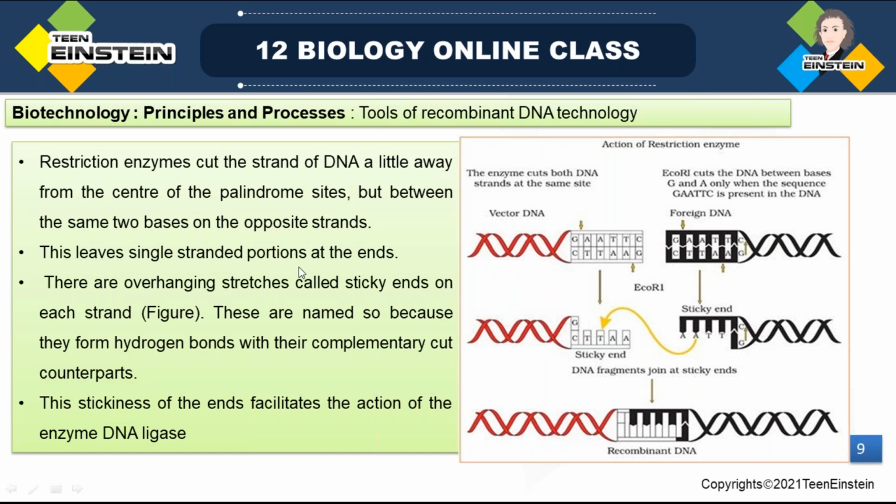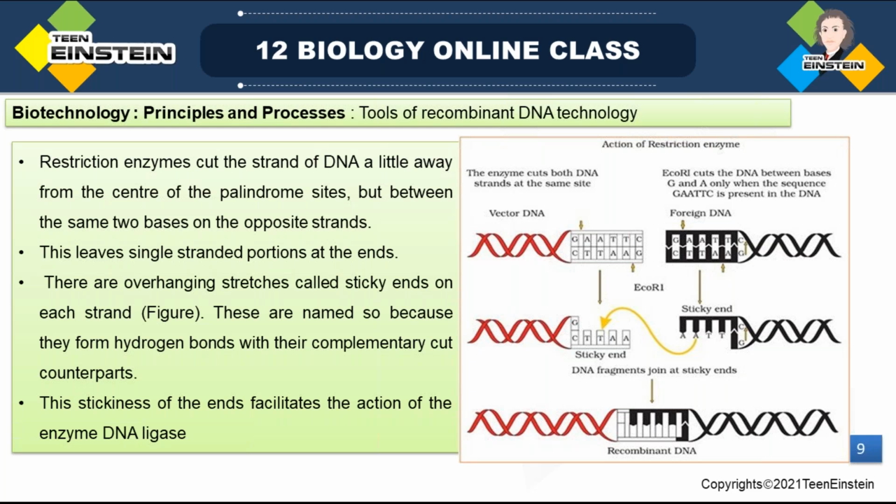So where is it making that cut? It is making the cut a little away from that palindrome site. The palindrome sequence is the recognition sequence of that particular restriction enzyme. So not exactly at that point is it making the cut. It is making the cut a little away from that palindromic sequence, which is the recognition sequence. But on both strands, between the same two bases, this enzyme makes cuts.